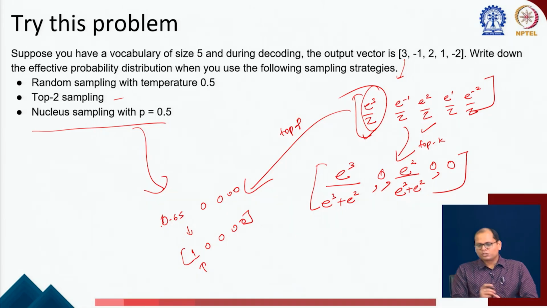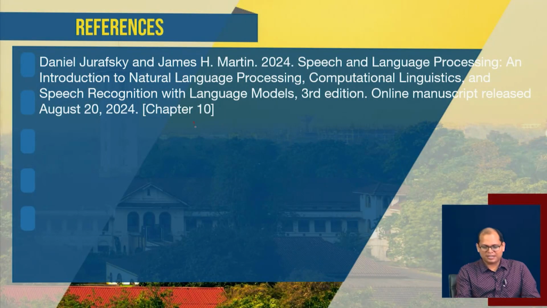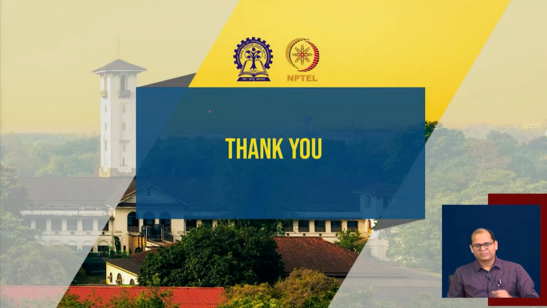So this is how you do decoding in typical models, and this is applicable not only for RNNs, but also for transformer based decoder models. You can read more in chapter 10 of our book, where the decoding strategies are mentioned. So thank you.